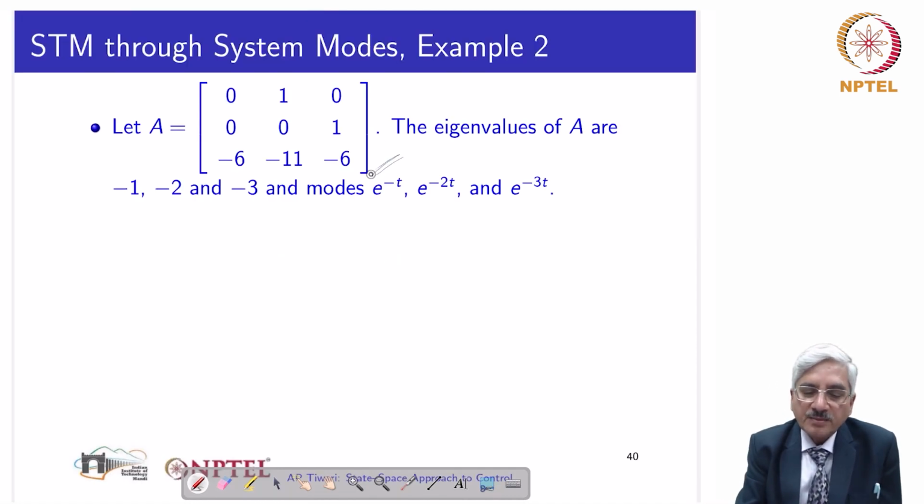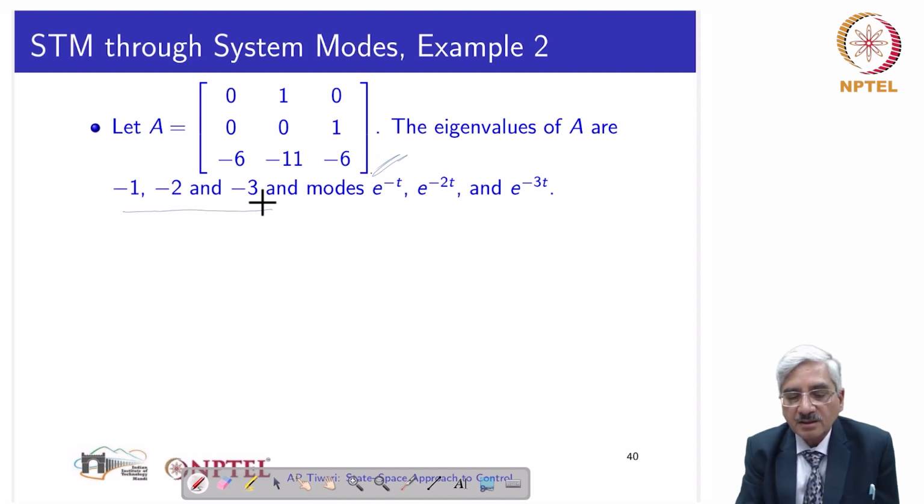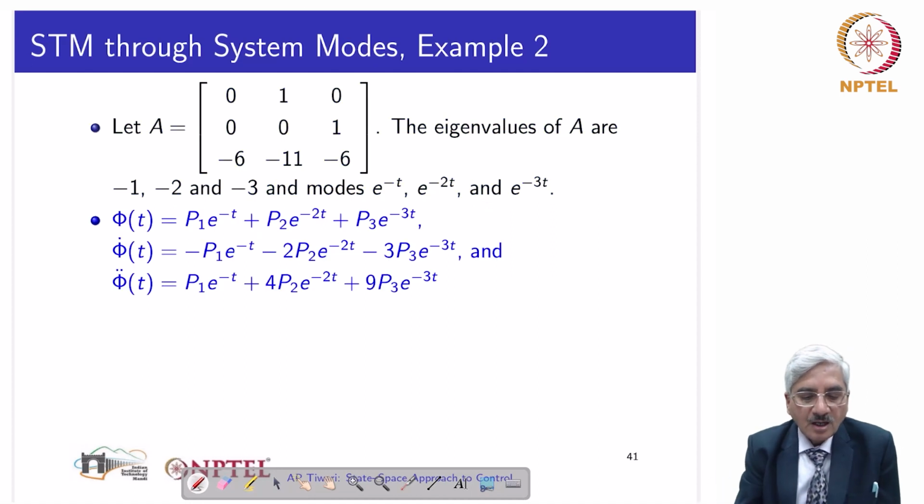Here the matrix is 3 by 3, the eigenvalues are -1, -2, -3, and so the corresponding modes are e power minus t, e power minus 2t, and e power minus 3t. We set up this expression for phi t. Phi t is P1 into psi1, which is e power minus t, P2 into psi2, e power minus 2t, and P3 into psi3, e power minus 3t.